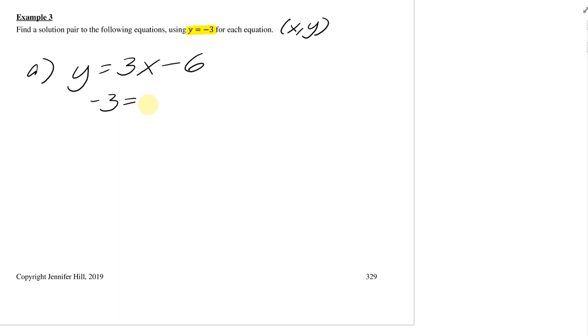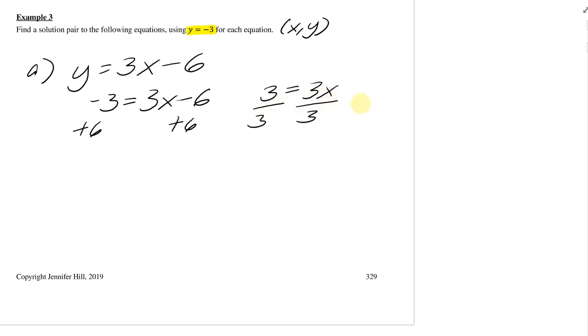So if I plug in negative 3 for y, here's what I'm left with. Now this is a little bit different from the previous ones, because now I just have to solve for x. So I'll go ahead and add 6 to each side. That will give me 3 equals 3x. Then I'll divide each side by 3, and 1 will equal x.